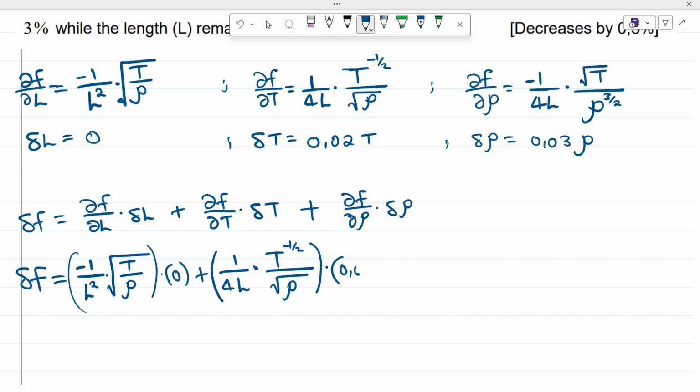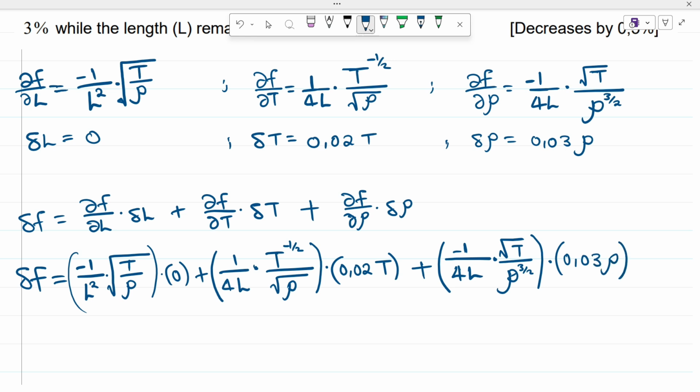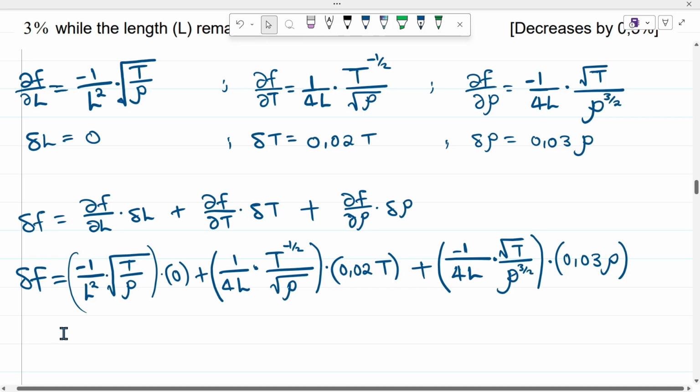The change is just positive 0.02 t, and then plus, we substitute the last one there. It's going to be negative 1 divided by 4L multiplied by root of t divided by density to the power 3 over 2, and then we multiply by 0.03 density. Okay, just like that. So from here we can see that 0 times this is going to be 0, so this term is out.